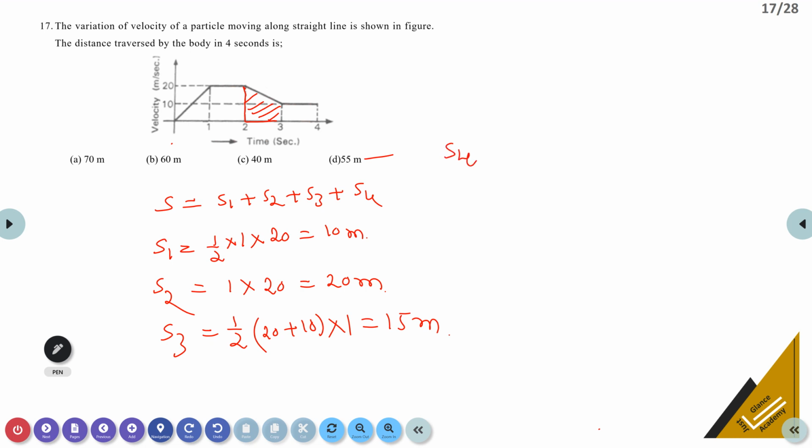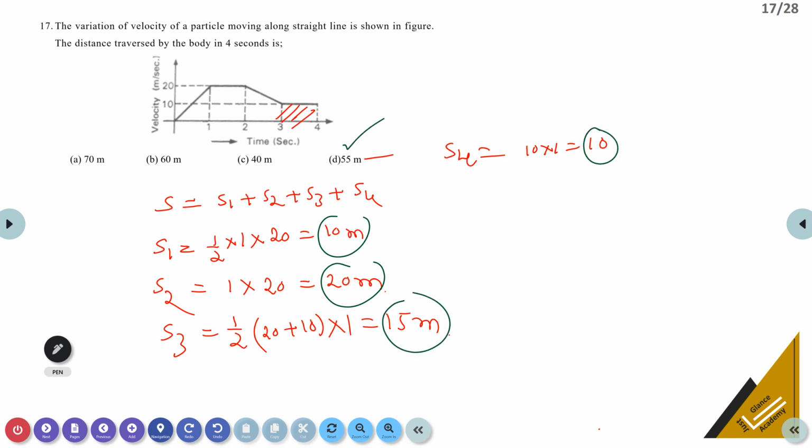Then S4 equal to the area of the rectangle, 10 into 1 equal to 10. You add all the things: 10, 20, 15, 10, that is 55 meter. This is the right choice.